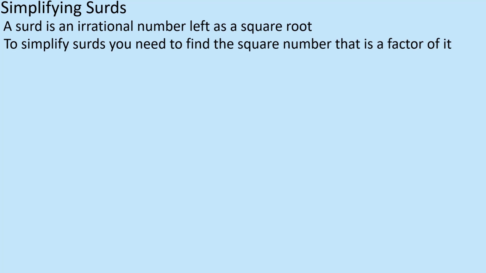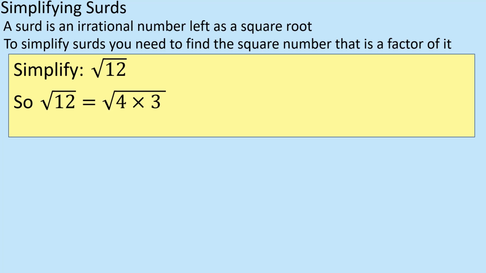To simplify surds, you need to look at whether or not there is a square number that is a factor of it. Let me give you an example: simplifying the square root of 12. What square number factor goes into 12? Hopefully you know your factors. 4 is a factor of 12, and 4 is a square number. So I'm going to rewrite the square root of 12 as the square root of 4 times 3.